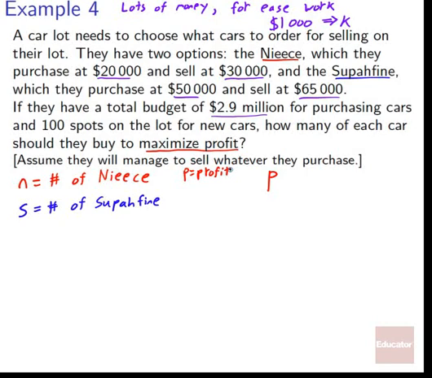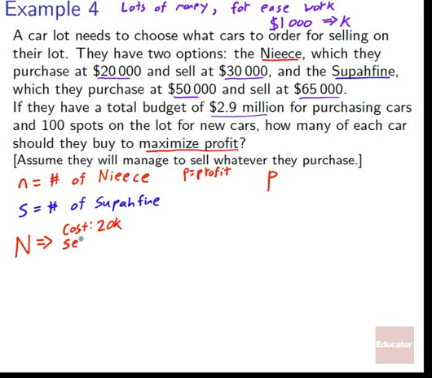So first we have to figure out how much profit they make off of selling a Nice, and how much profit they make off of selling a Superfine. So a Nice, if they buy a Nice, it costs them 20K. It costs them $20,000, which is 20K in our new form.